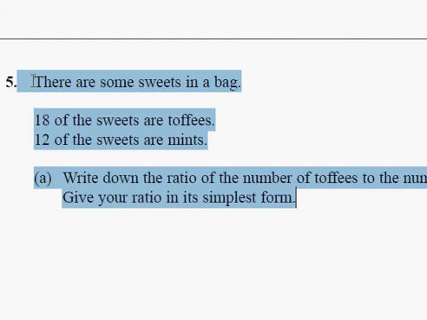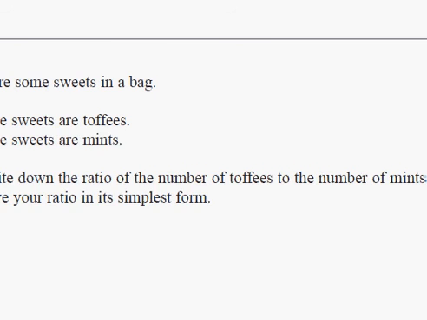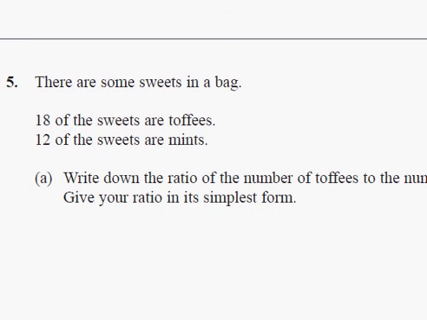Question 5. There are some sweets in a bag. 18 of the sweets are toffees, 12 of the sweets are mints. Part A. Write down the ratio of the number of toffees to the number of mints. Give your ratio in its simplest form. It's a very straightforward question.